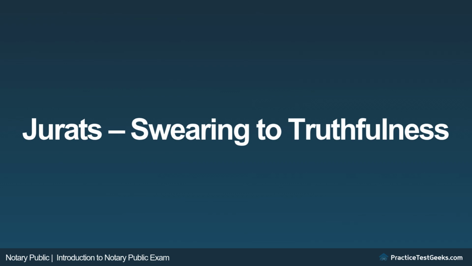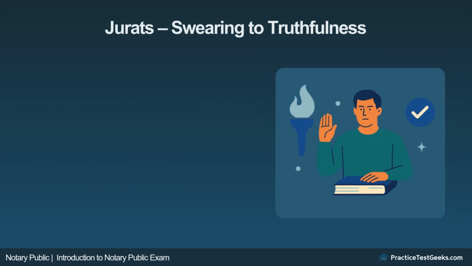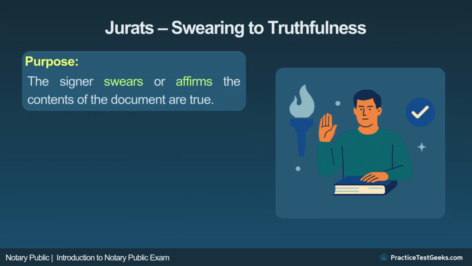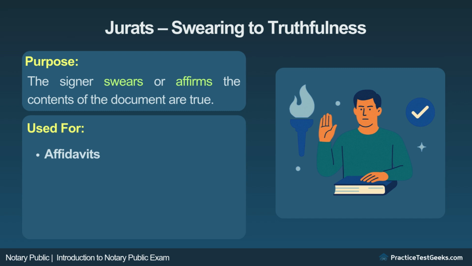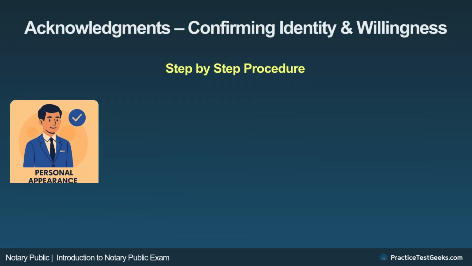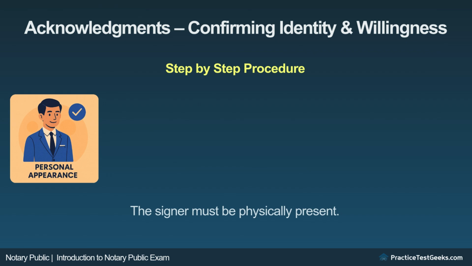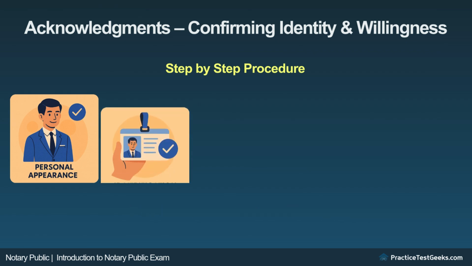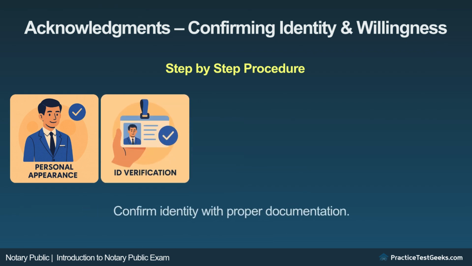Next, we'll learn about Jurats, swearing to truthfulness. What is its purpose? To verify that the signer swears or affirms the contents of the document are true. This is used for affidavits, sworn statements, and depositions. Step-by-step procedure. Personal appearance. The signer must be physically present. ID verification. Confirm identity with proper documentation.